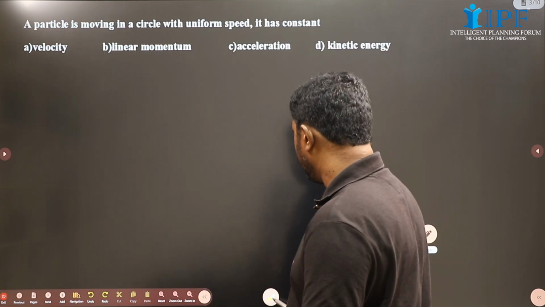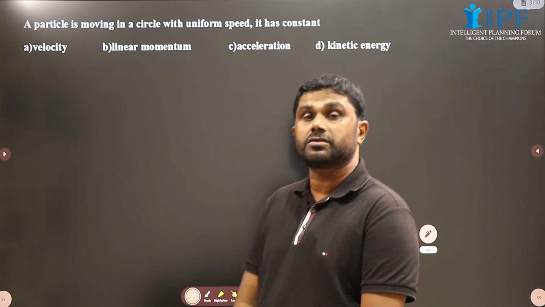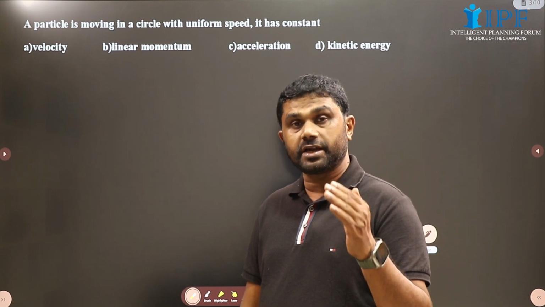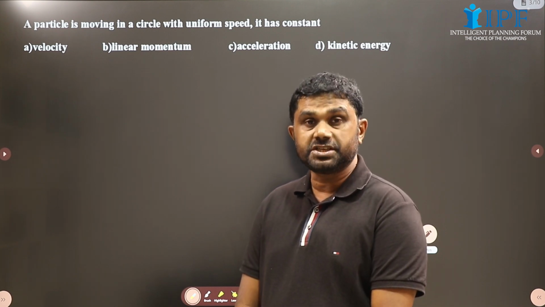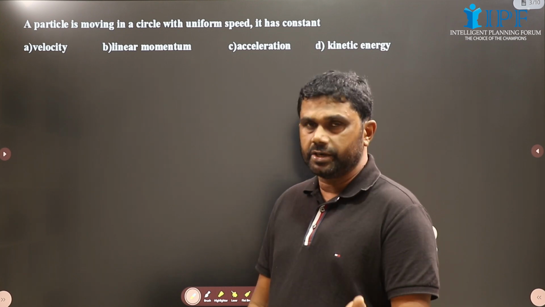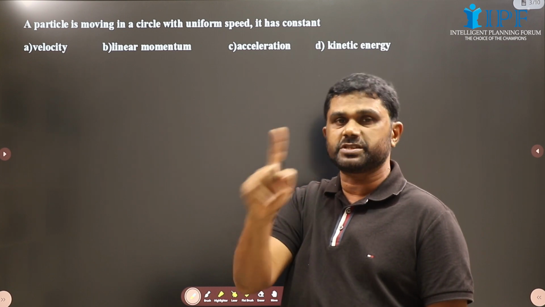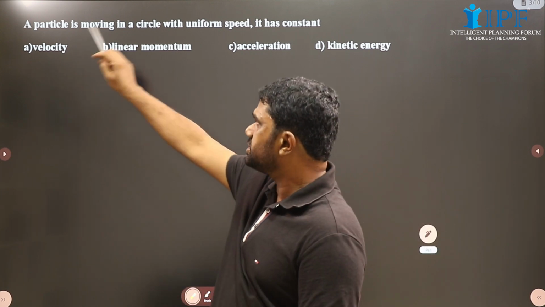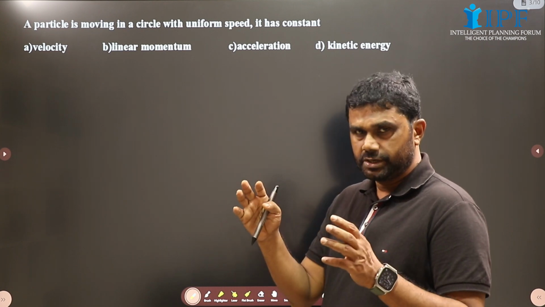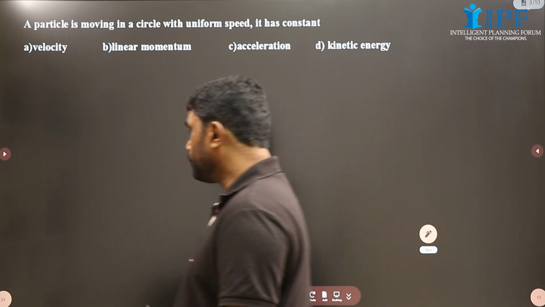A particle is moving in a circle with uniform speed, it has constants. When it moves in a circle, velocity at any point will be directed along the tangents. So velocity is not constant, but its speed is constant. If the velocity is variable, then linear momentum, being the product of mass and velocity, also must be a variable. So velocity is not constant, linear momentum is not constant. Acceleration in uniform circular motion is radial acceleration or centripetal acceleration, and it is always directed towards the center.